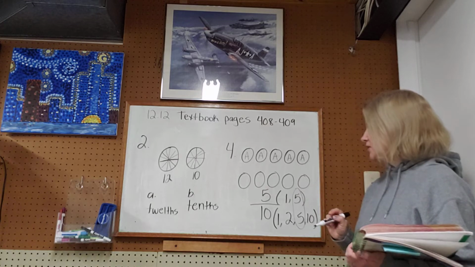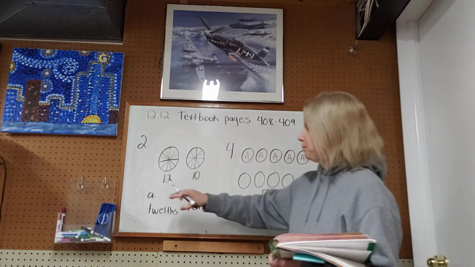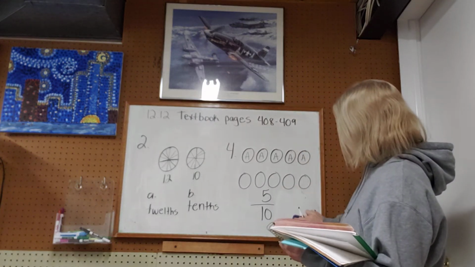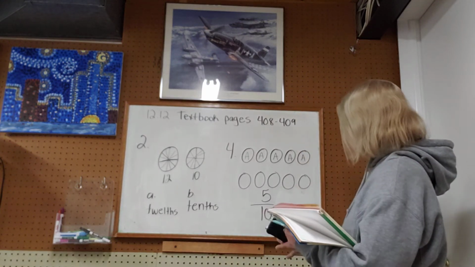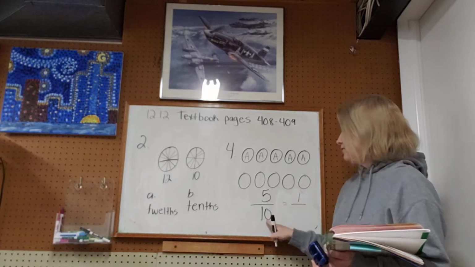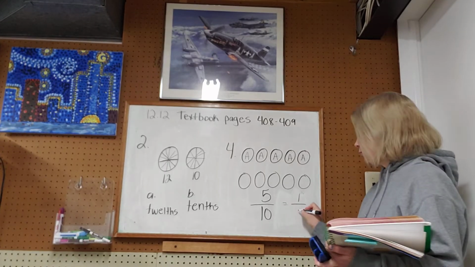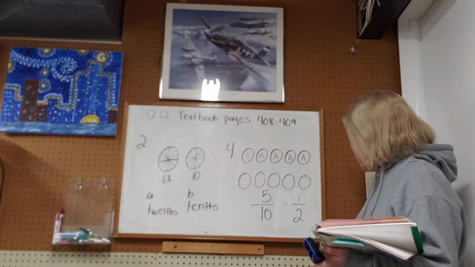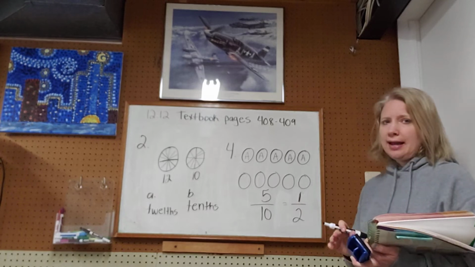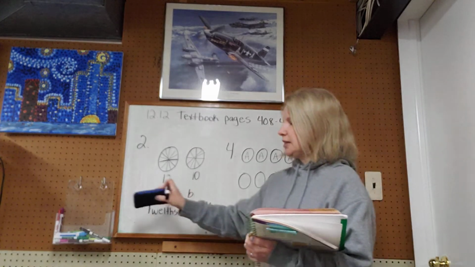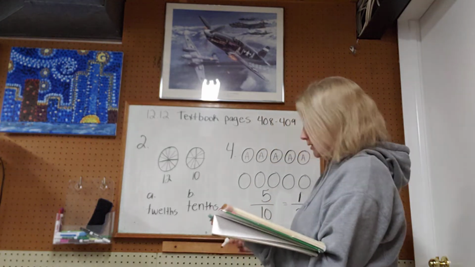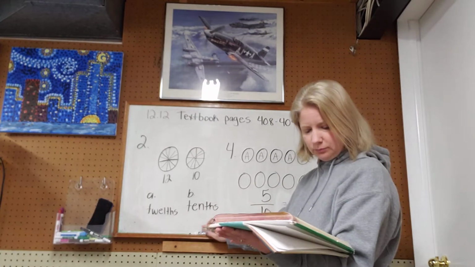So each can be divided by 5. So if you say 5 divided by 5 equals 1, and 10 divided by 5 would be 2. So your simplest form for 5/10 would be 1/2. And you can look at that on your fraction strips also. Okay, let's go to number 6.